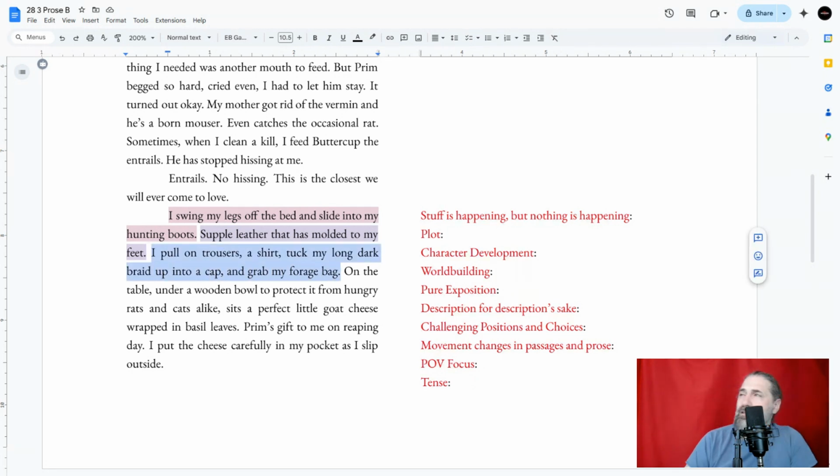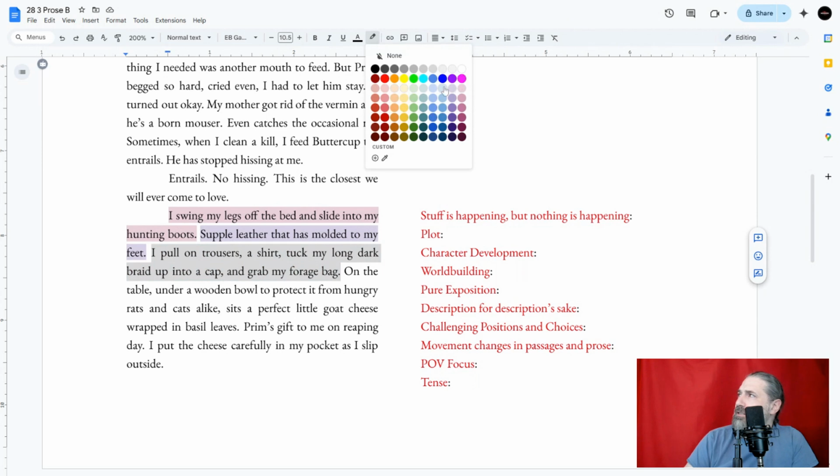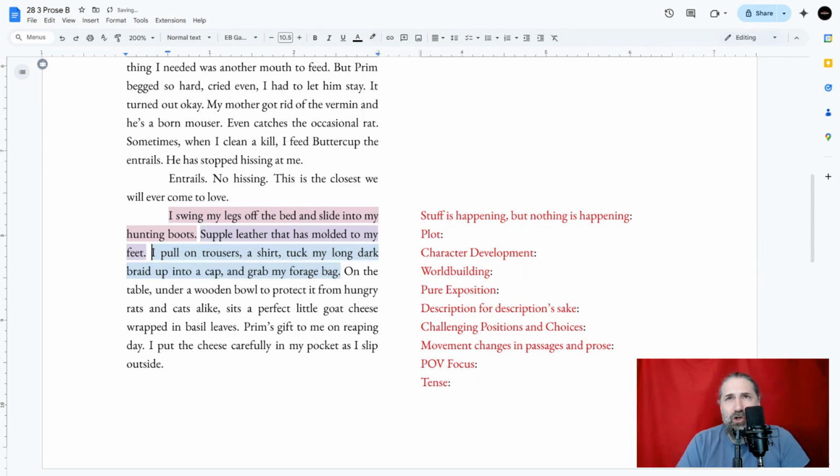What does she do next? Well, the next thing she does is put on some pants, maybe a shirt. "Tuck my long dark braid up into a cap, and grab my forage bag." So she's walking right away to go hunting. Breaking the laws before we even get started. "On the table, under a wooden bowl to protect it from hungry rats and cats alike, sits a perfect little goat cheese wrapped in basil leaves."